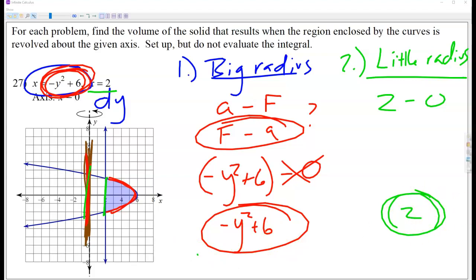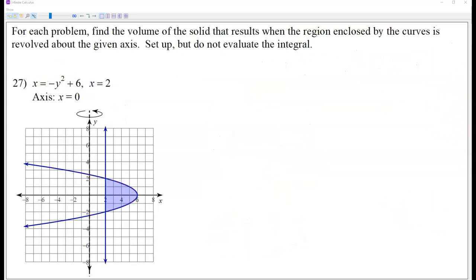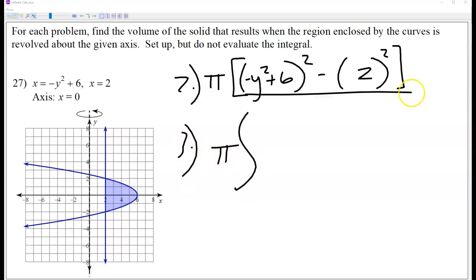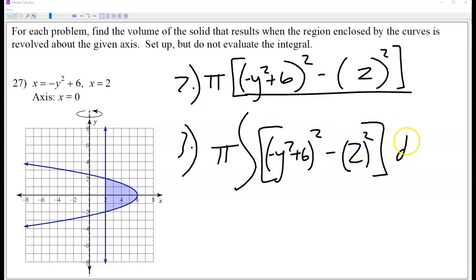Now we're ready for the next step. The next step is to do the area. The area is pi times the big radius squared minus the little radius squared. The big radius, as we said, was negative y squared plus 6, and the little radius was 2. All right. And then for the final step, step 3, we're going to do pi integral of the rest of this stuff here. So negative y squared plus 6 minus 2 squared, and all that's with respect to y.